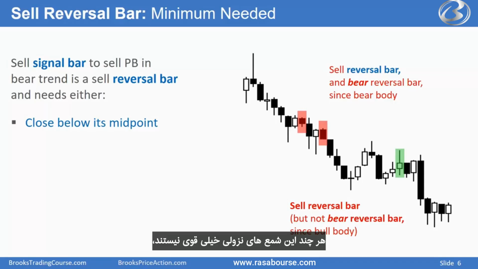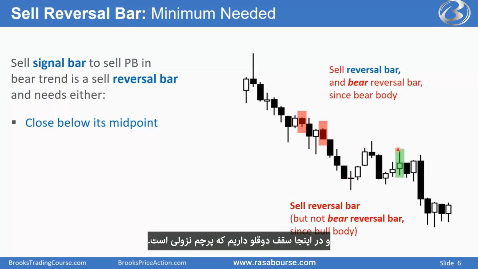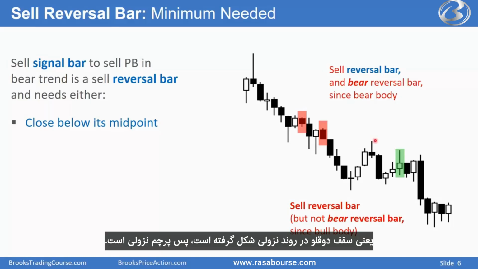Even though these are not particularly strong bear bars, they are bear reversal bars. They're reversal bars. They're reversing the attempt at a bull trend. And they are bear bars. So they're bear reversal bars. That's unlike this. We're still in a bear trend. Now we have a double top bear flag. So it's a double top in a bear trend.